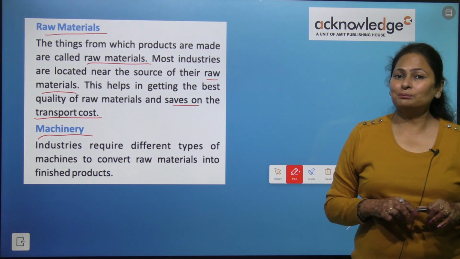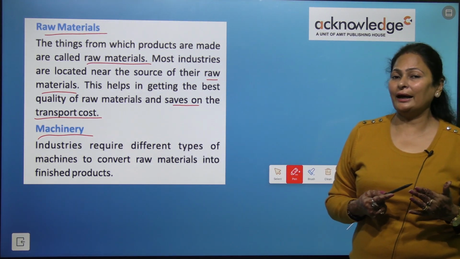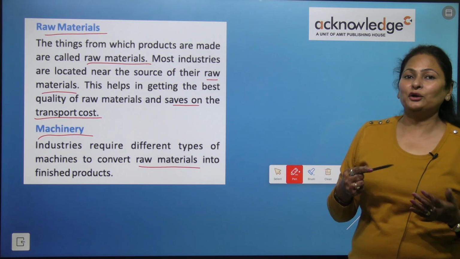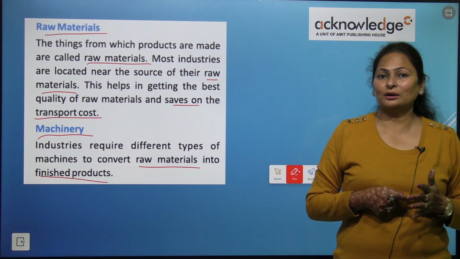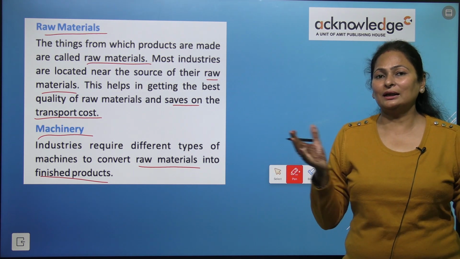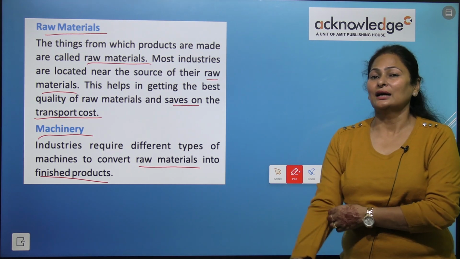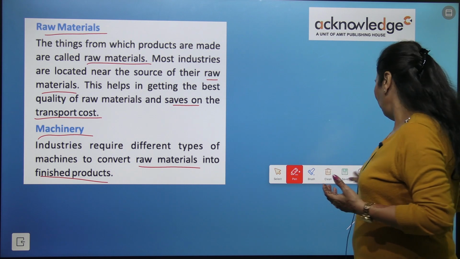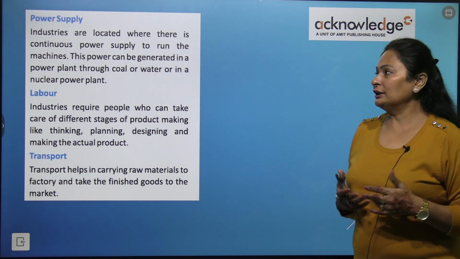Now next is machinery. Industries require different types of machines to convert raw materials into finished products, right? Machines are working. We cannot make so many things by our hands, right? We need machines to make these things. So machinery is required to convert the raw material into the finished product.